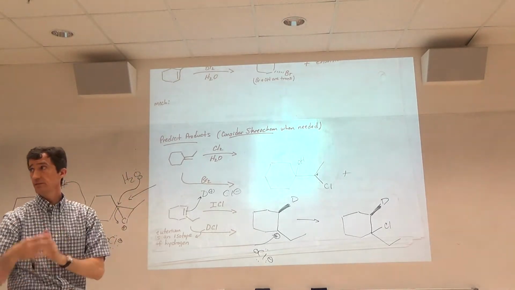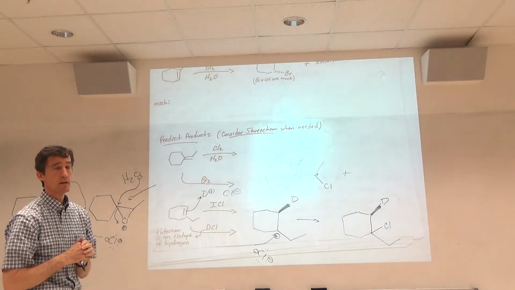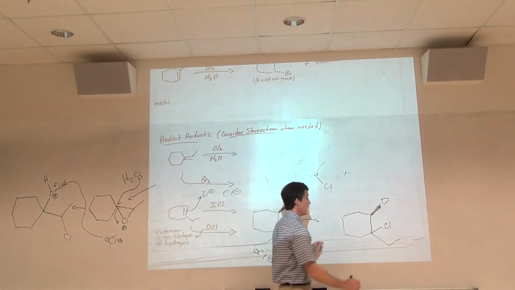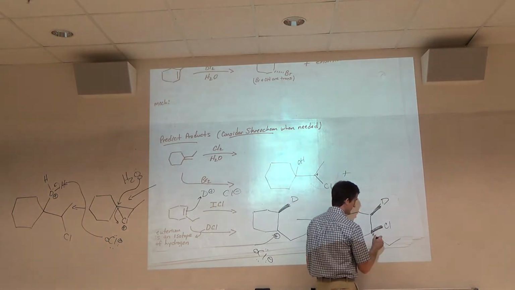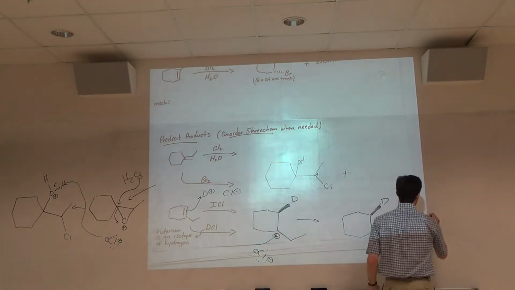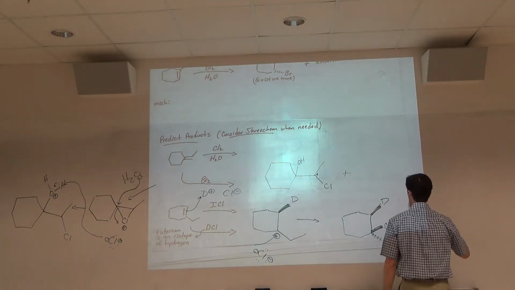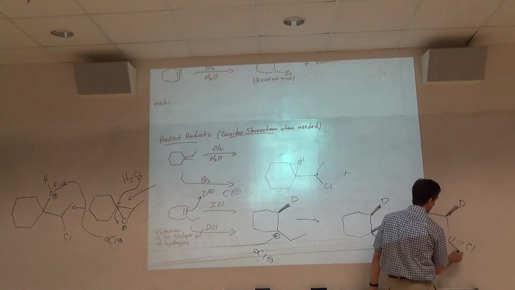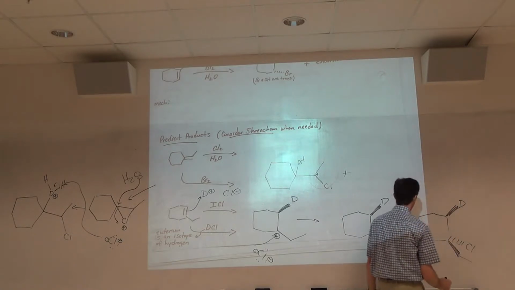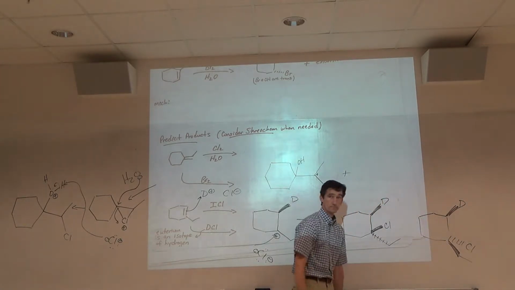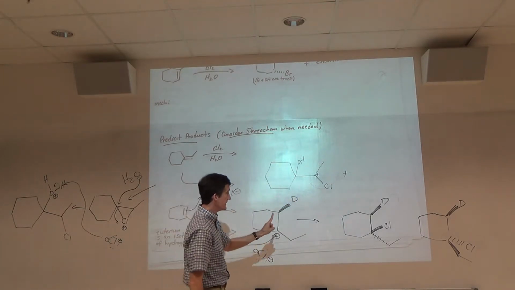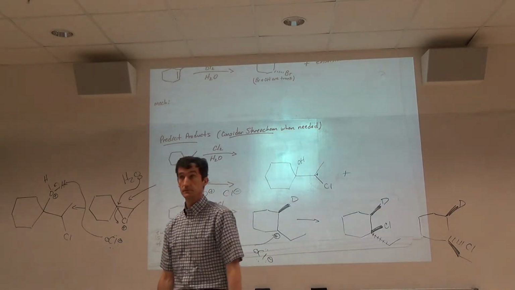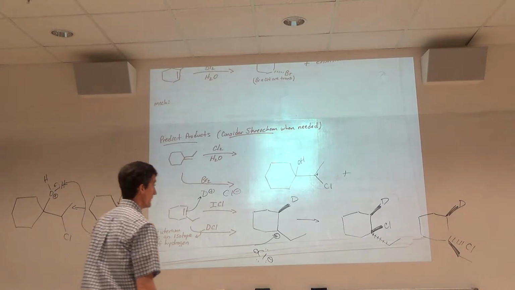If you attack a carbon that has a leaving group on it, how do you attack it? Backside. How do you attack a carbocation? Either side. If it attacked from the front, you would get that. And if it attacked from the back, you would get that. So is the D and the Cl going to be cis or trans? Both. Random.